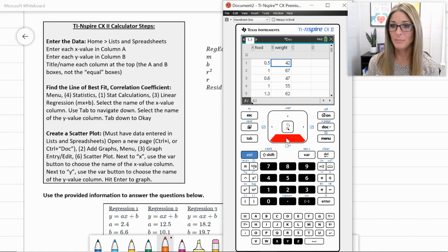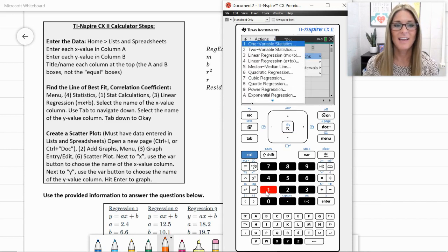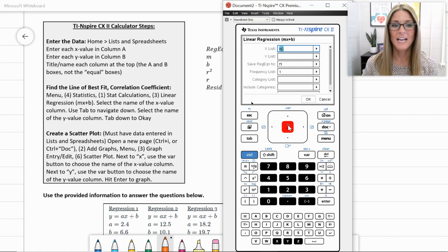Once you fill that in, make sure you're back into your data and you can hit Menu, Statistics, Stat Calculations, and Linear Regression. So we're going to be working with making linear functions that match our data. So you can look at linear regression. And here's why we named our columns. My list for X, I need to change this to the food, and then I'm going to go to Y and change this to weight. If I didn't label those, there would be nothing there. So you want to definitely label your columns, and then I'm going to tab down to OK.